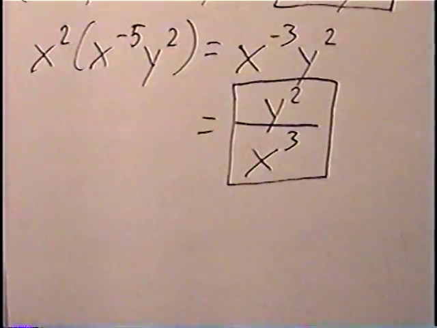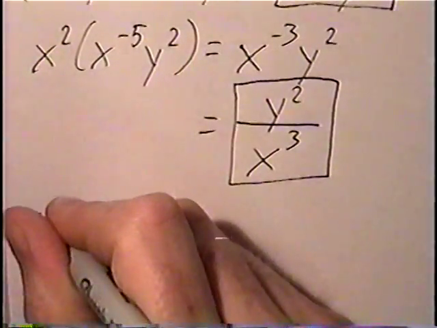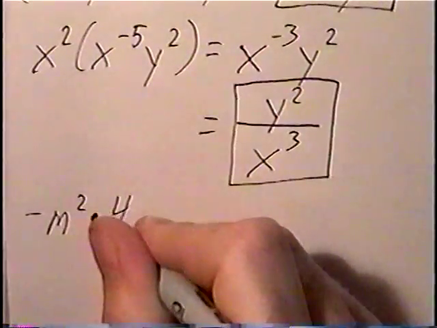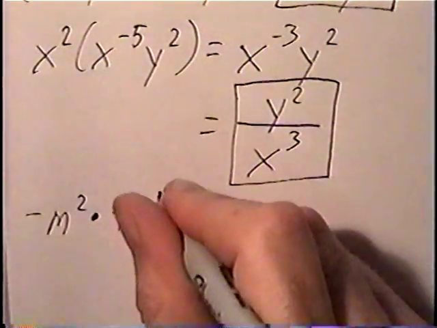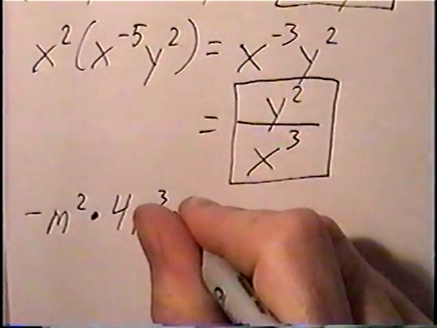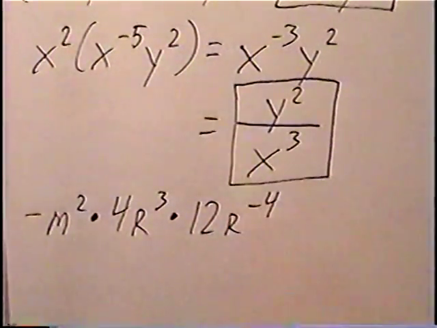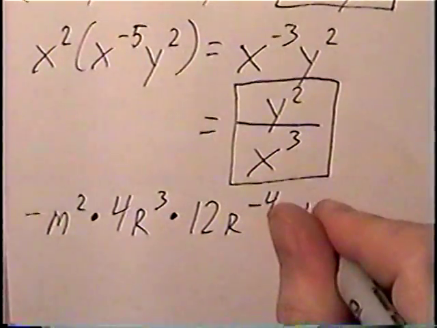And last question for the section, negative m squared times 4r to the 3rd power times 12r to the negative 4th power times 5m.